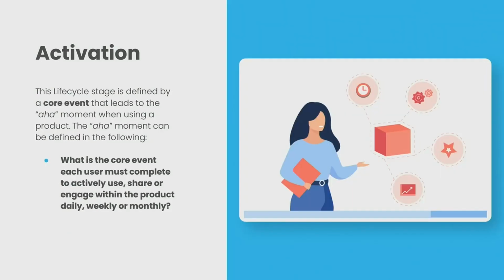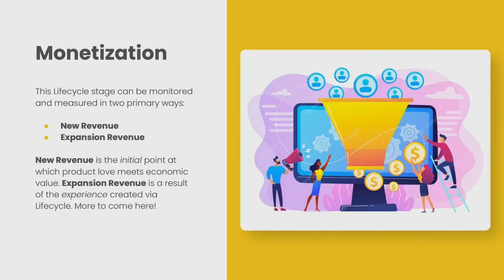Now, going into activation, this is the aha moment that leads to someone experiencing a product and using it typically daily, weekly, or monthly. We'll go into retention in a second, but ask yourself: what is the core event each user must complete to actively use, share, or engage with the product daily, weekly, or monthly? That is a basic event that needs to happen at the beginning of the journey, and if we don't understand that deeply, we're wasting our time. Monetization can be broken down into two buckets: new revenue and expansion revenue.